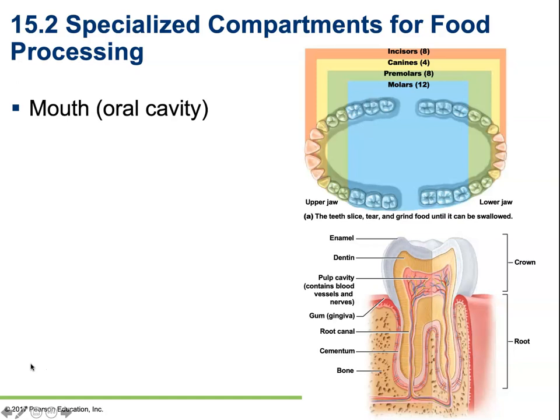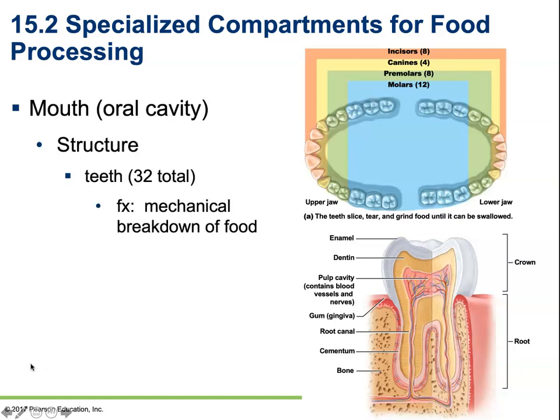Here we have our mouth in our oral cavity. The structure is that it's going to contain teeth. The teeth are going to function in mechanical digestion. They're going to break the food into smaller pieces. We have incisors, which are responsible for clipping and slicing, canines that'll puncture and tear, and molars and premolars for crushing. So we have our incisors up here, canines, premolars, and molars.